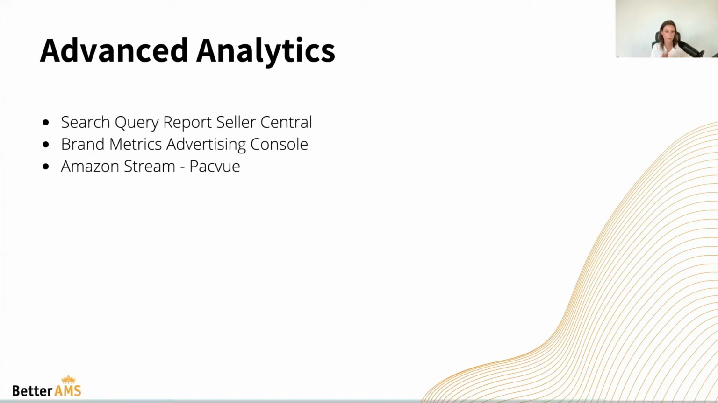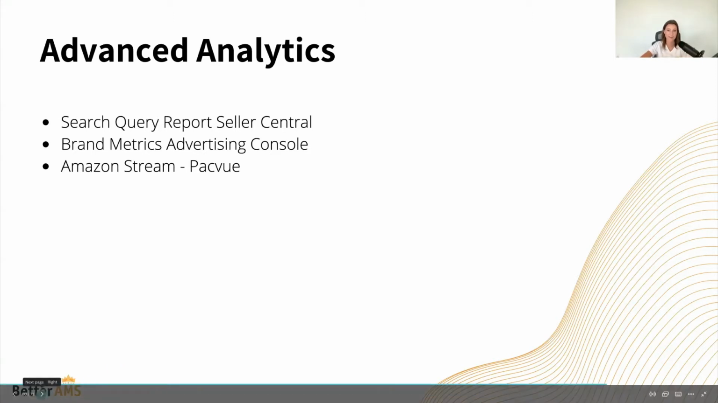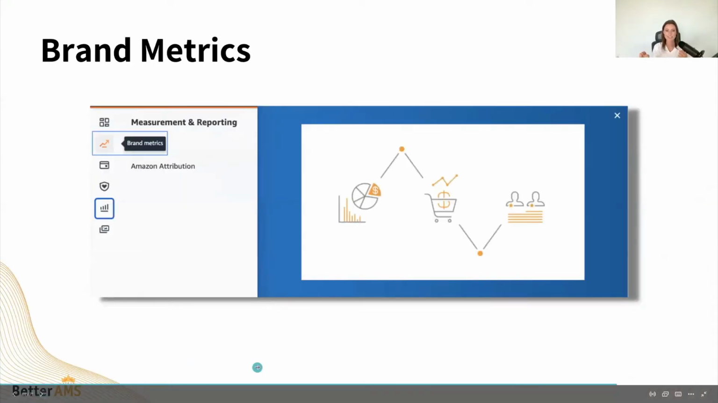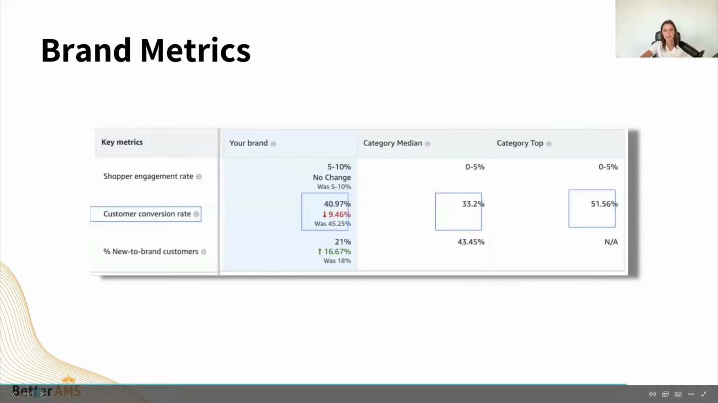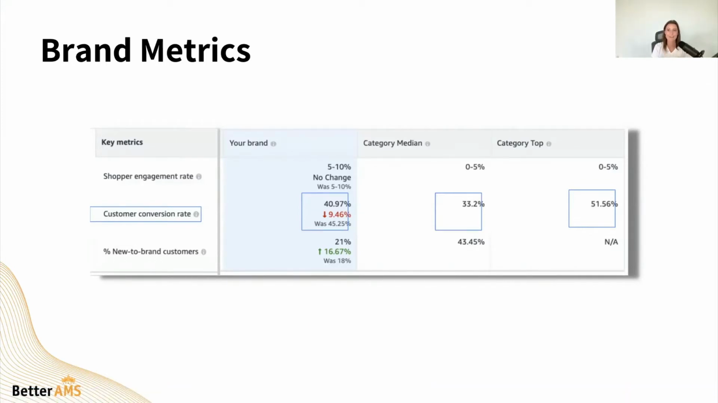Search query report in Seller Central, brand metrics, advertising console, Amazon Stream within PackView or other providers. Brand metrics is one of my favorite rollouts within advertising console because it allows us to get great comparisons to our category. So go into ad console, click on brand metrics. Here's a high level viewpoint of what this looks like. It gives you your organic and advertising conversion rate for your category.